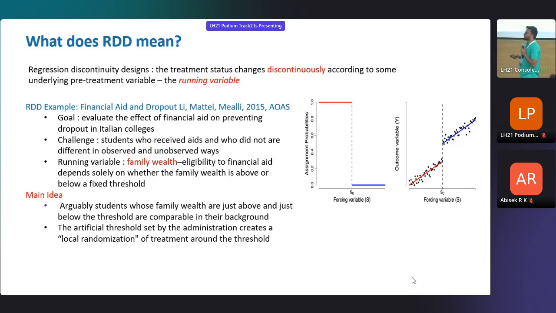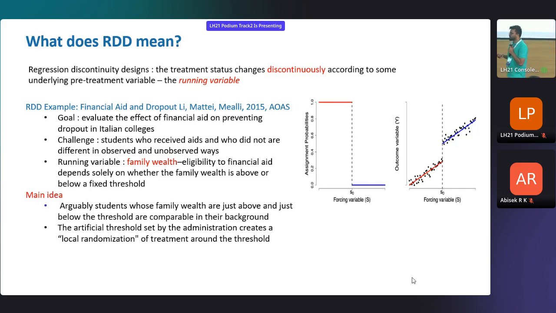So family wealth then becomes a running variable, right? The main idea is that arguably students whose family wealth is just above and just below the threshold are comparable in their background. So if this is my forcing variable, the running variable here, and this is where the family wealth comes in terms of the threshold, we are probably going to look only somewhere around here. So this could be my cutoff or threshold, and I can have an optimal bandwidth here and look at only the folks here. They might be very similar, and we can probably compare them.